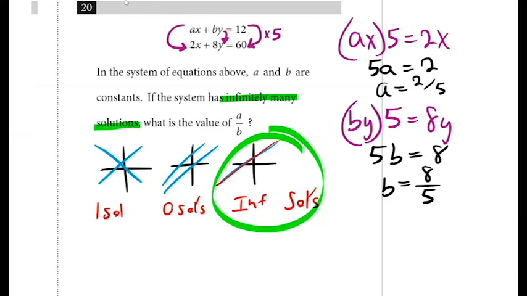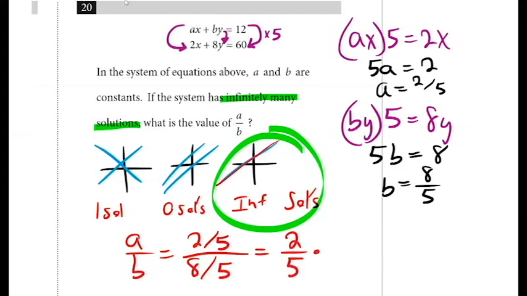So what's the value of a over b? A over b is the same as 2/5 divided by 8/5. Now when you divide fractions, we use the keep, change, flip method. You keep the numerator, you change it from division to multiplication, and you flip the denominator. So that'll be keeping the 2/5, changing it into multiplication, and flipping the 8/5, turning it into 5/8. So 5 on the top, 5 on the bottom cancels out. And now we have 2 divided by 8, which is the same as 1 over 4. And the answer to number 20 is 1/4.